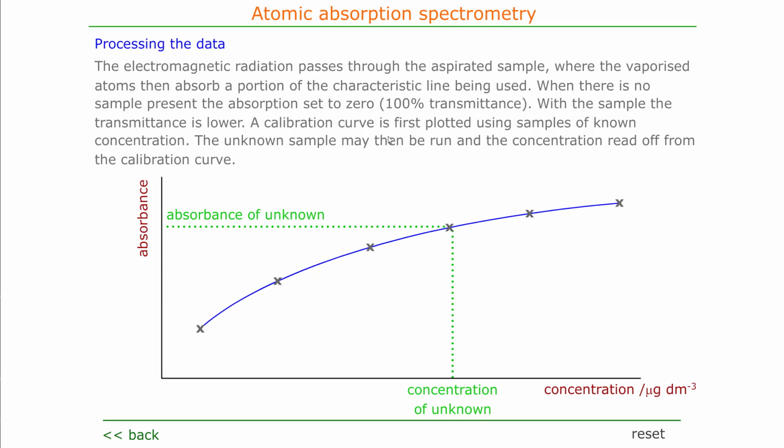The calibration curve is first plotted using samples of known concentration. The unknown sample can then be run and the concentration read off from the calibration curve. Here we see absorbance or transmittance of the unknown, and then we can read down to find out what the concentration was. This technique is very useful for analysing trace quantities of metals.